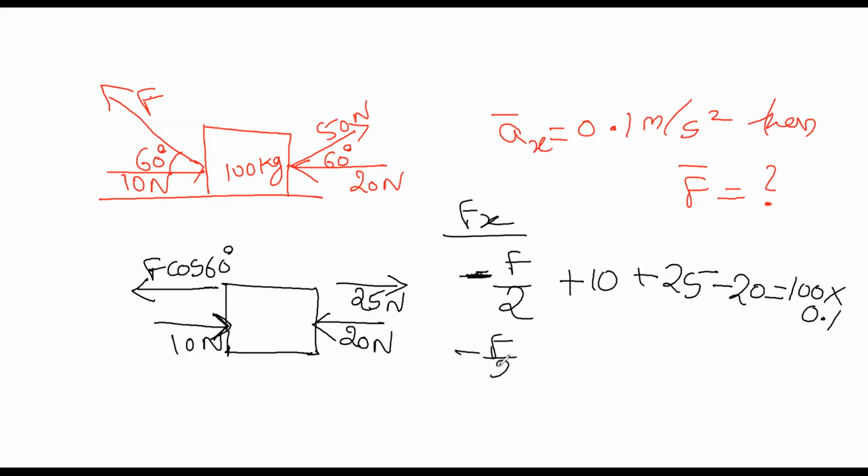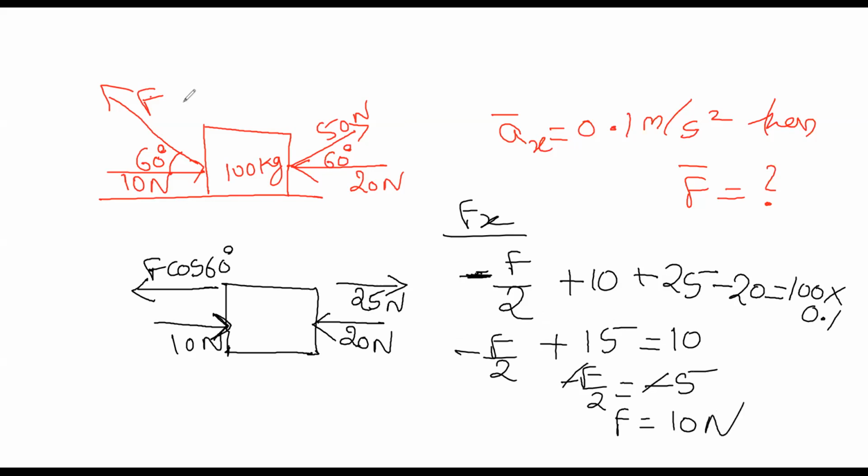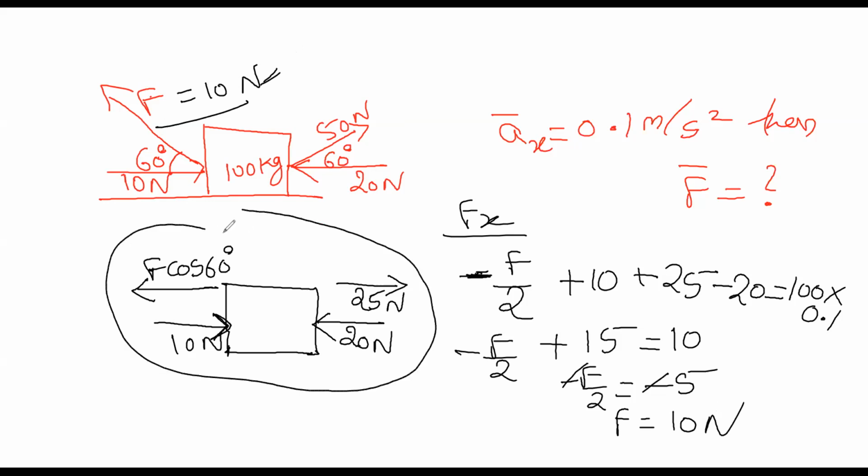Minus F by 2 plus minus 10. How much will you get? 15, right? Which is equal to 10. So F will be equal to 10 Newton. So directly we got F as 10 Newton. That's it. See, it's very easy. Once you draw this, then there is no difficulty in any question.